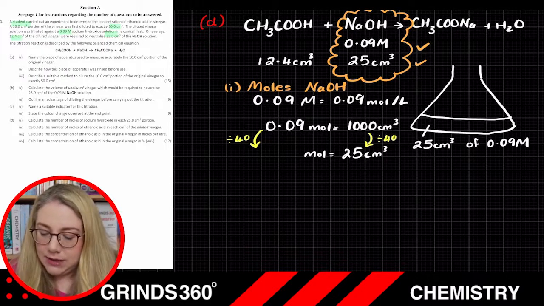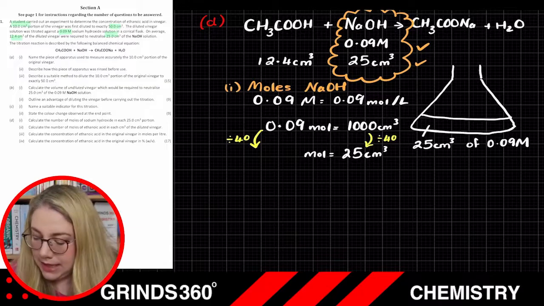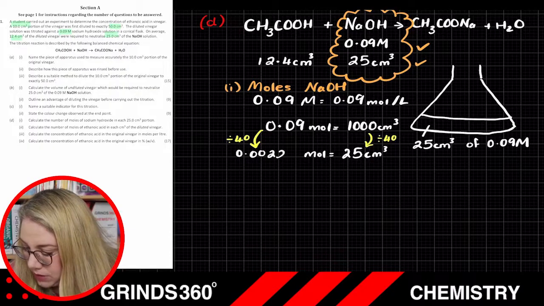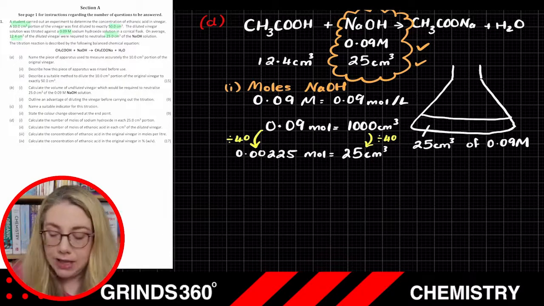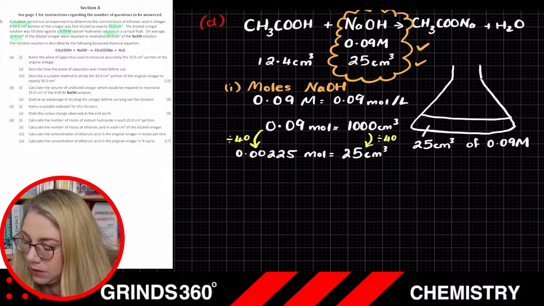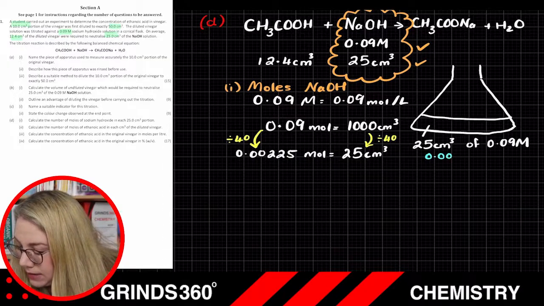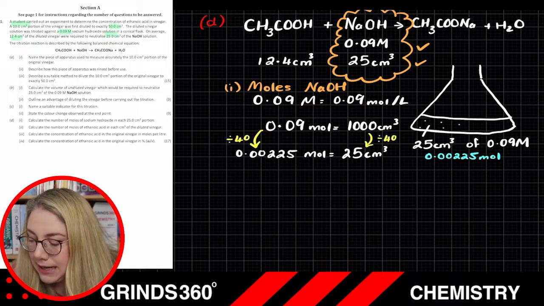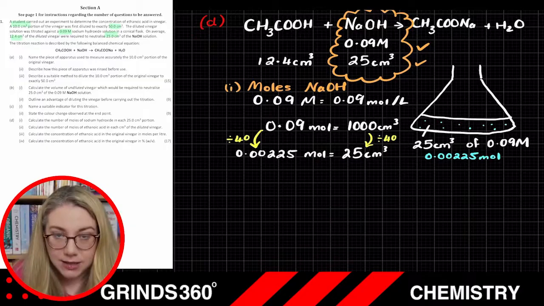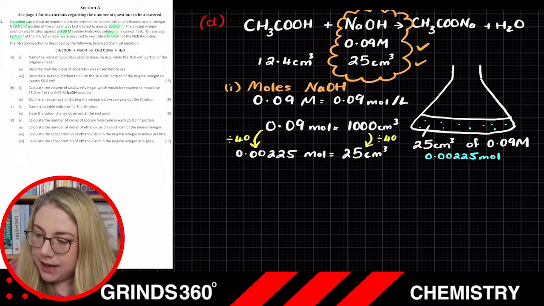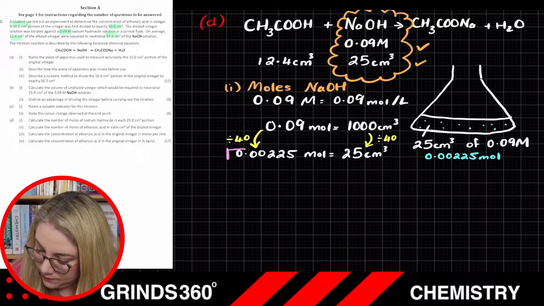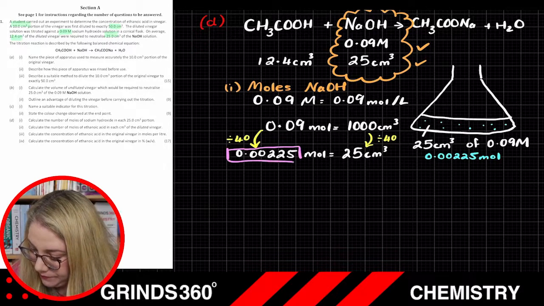So 0.09 divided by 40 is 0.00225 moles. Now, that is the number of moles, 0.00225 moles of NaOH inside that conical flask available to react. Now, in the exam, that was your first 4 marks in 2024.